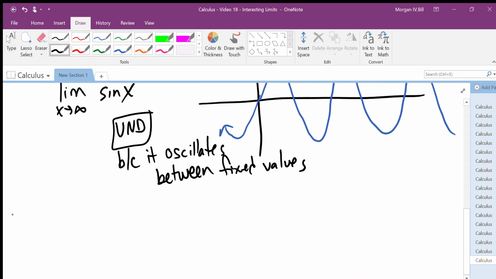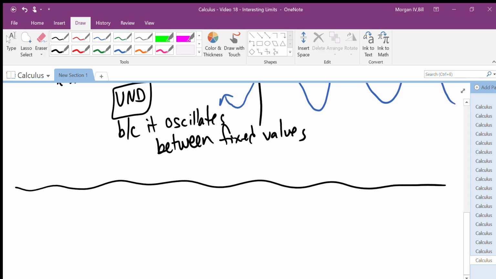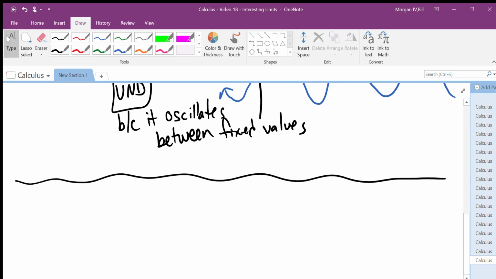However, if the curve oscillates, but is what we call damped. In other words, it's oscillating, but it's not going between -1 and 1 each time, but the values it's going up to and the values it's going down to are getting closer together. We call this damped oscillation. D-A-M-P-E-D, damped oscillation.